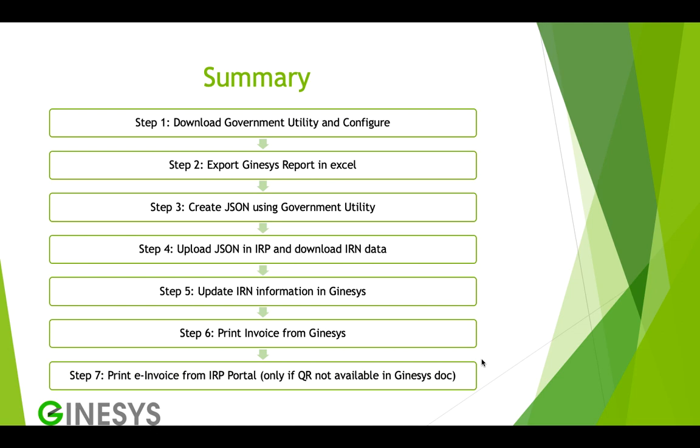And in case the QR code is not getting printed from Genesis, you can print the e-invoice from the IRP portal and attach your main invoice as an annexure to the e-invoice printed from the IRP portal.